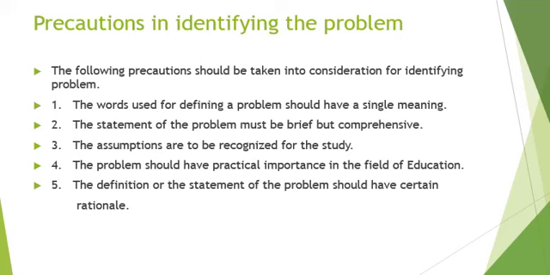Whatever statement of the problem, research statement, or thesis statement you are writing should be brief, concise, comprehensive, but meaningful. That is why, as the first precaution, you cannot write a generalized type of research problem or statement, but it must be very specified, comprehensive, concise, and to the point in nature. That will give you a chance to conclude or to have good outcomes for a specific problem. The assumptions are to be recognized for the study.